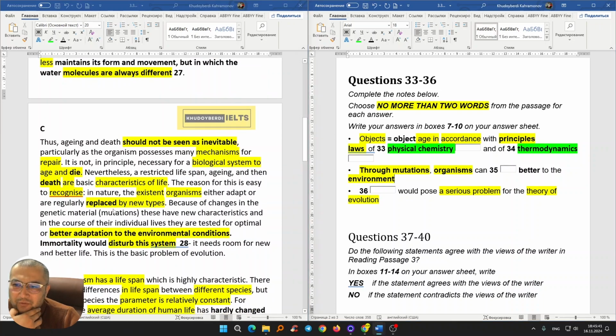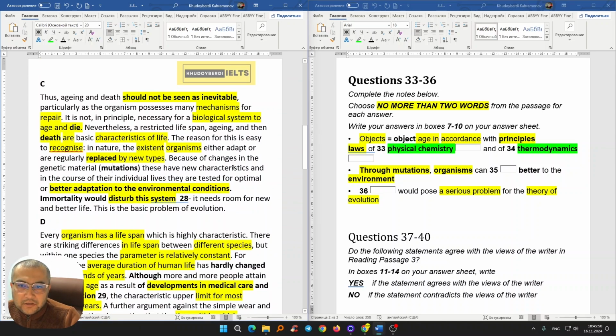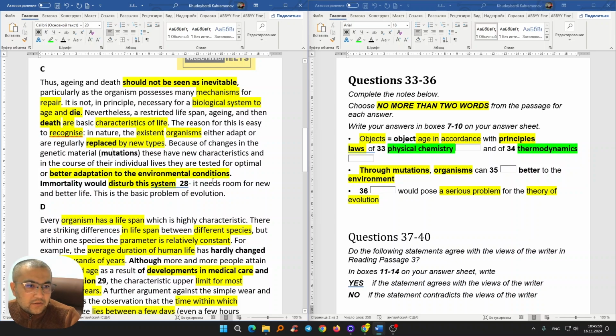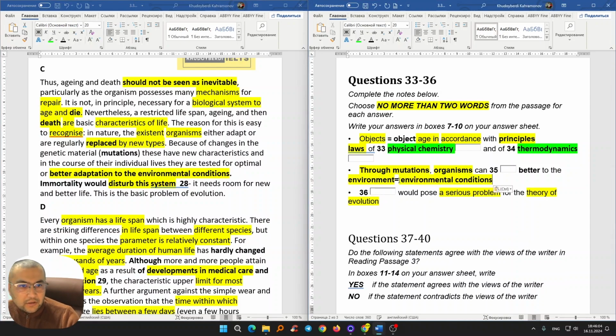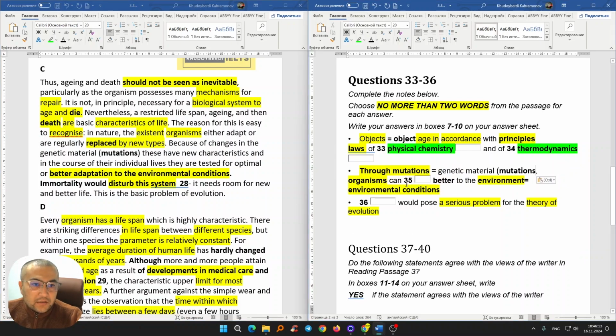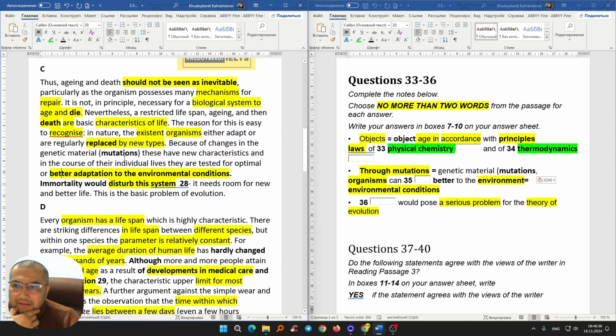Nevertheless, mutation. Do we have it? Yes, we have mutation here. Because of changes in the genetic material, mutations, these have new characteristics, and in the course of their individual lives they are tested for optimal or better adaptation to the environmental conditions. So we have the word environmental condition here. Okay, we have mutation, genetic material, right? Better, we have better, and can.